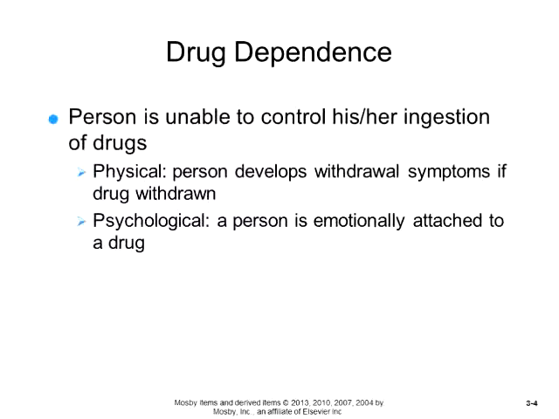So there is a difference between tolerance and drug dependence. With drug dependence, the person is unable to control his or her ingestion of drugs. I mean, they'll take it no matter what. Physically, if it's a physical dependence, the person can have withdrawal symptoms if the drug is withdrawn. And psychologically, a person is just emotionally attached to the drug.